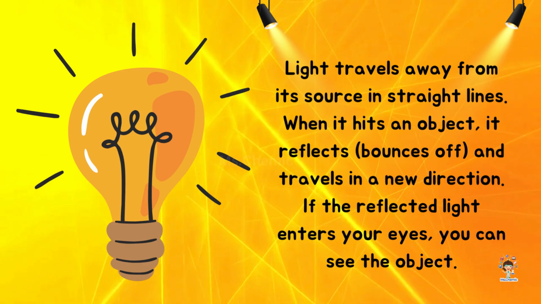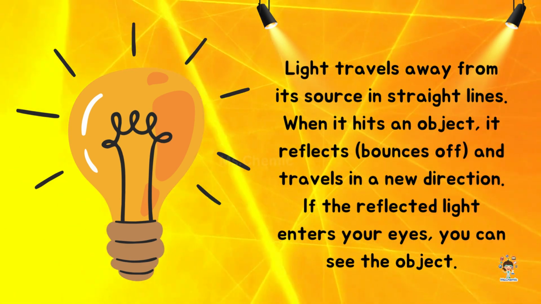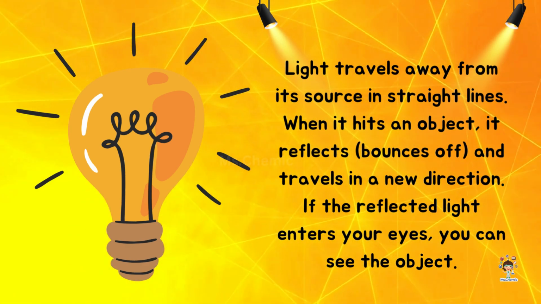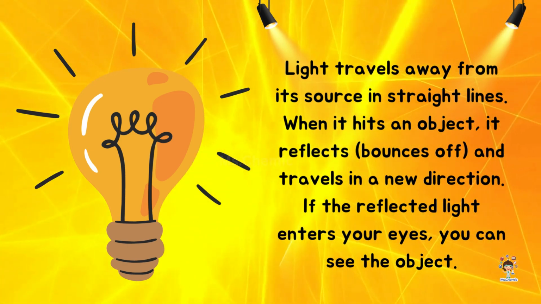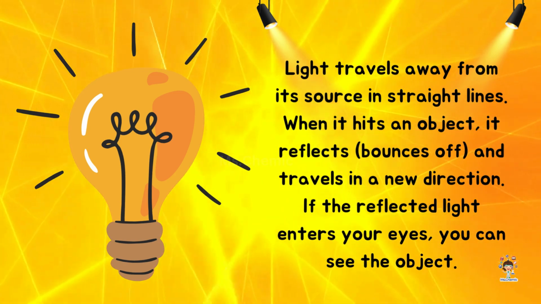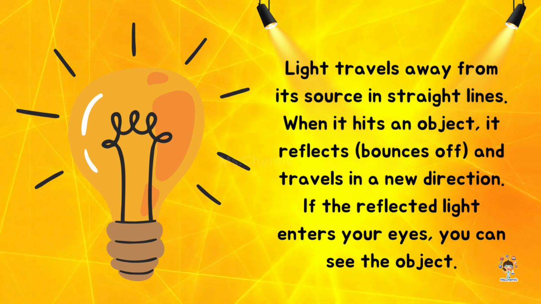Light travels away from its source, in straight lines. When it hits an object, it reflects, bounces off, and travels in a new direction. If the reflected light enters your eyes, you can see the object.